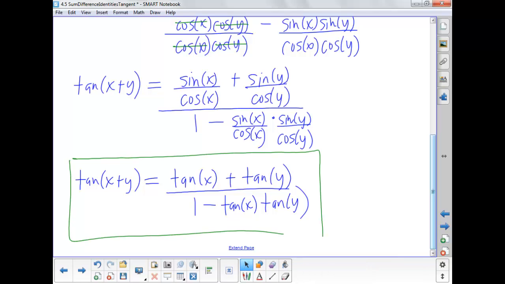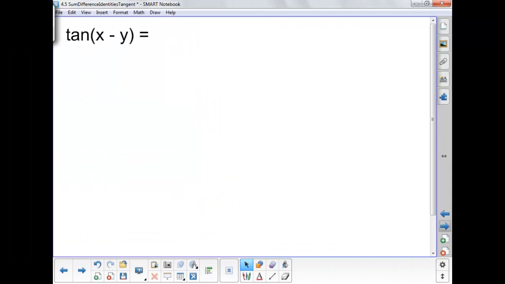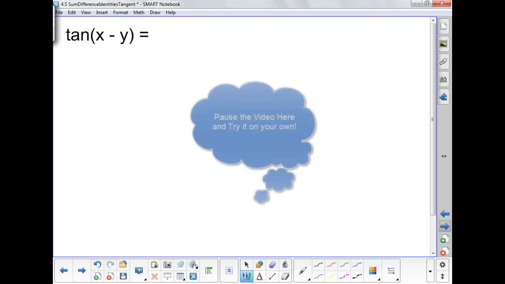Now, we're going to compare what would happen if it was actually a difference between x and y rather than a sum. The identity will look very similar.